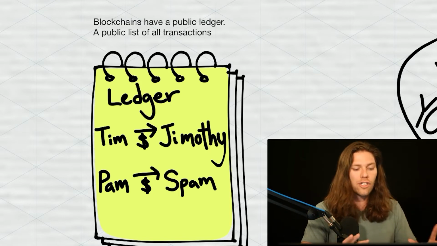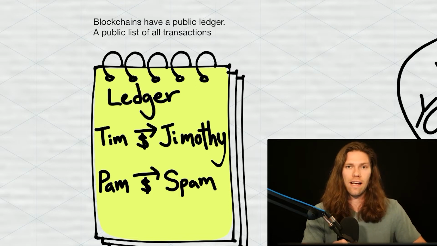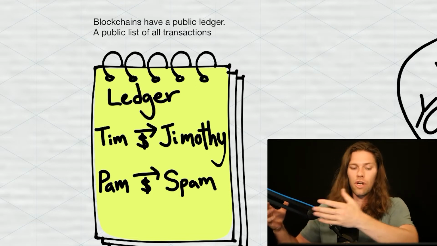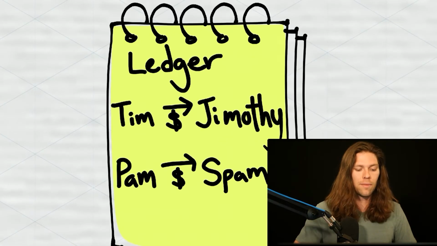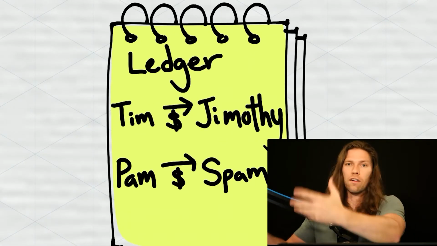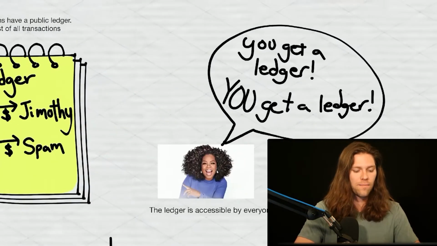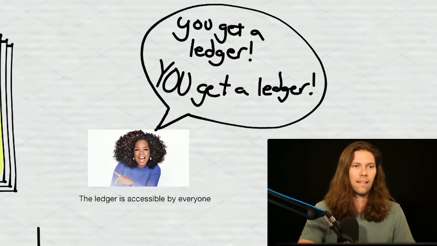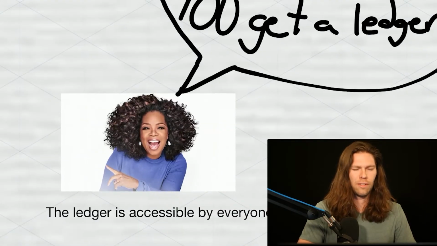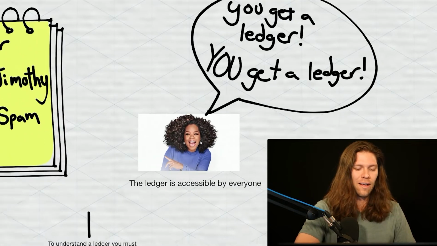Blockchains have a public ledger, basically a public list of all transactions. It's a list that shows, like I have written here, Tim paid Jimothy, Pam paid Spam. You can look that up, you can verify it, and these blockchain ledgers, this public list of transactions, is accessible by anyone.